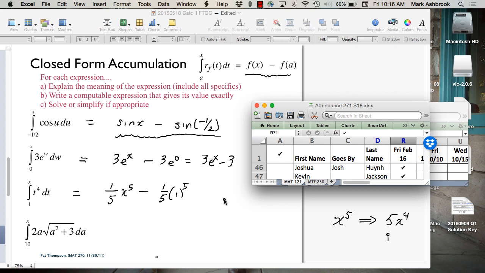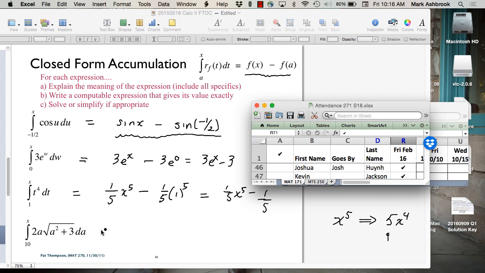One-fifth times 1 to the fifth. Final minus initial, so now this net accumulation function is expressed as final value of the quantity minus initial value of the quantity, right? So that's 1/5 x to the fifth minus 1/5. Questions on that? Okay, so next one's harder.